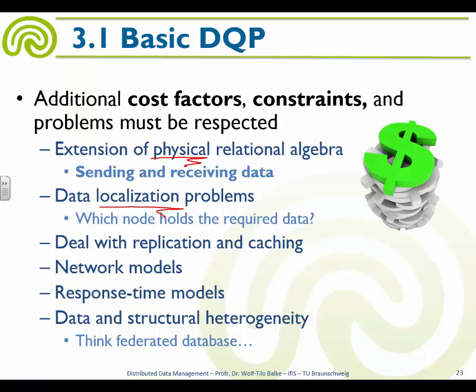Good. Then you have different network models, you have different response time models, you have structural heterogeneity, right? In the worst case, federated databases that are only loosely coupled and then have to do data integration on the fly because the data is in different formats or in different table forms in the different databases, and you need wrapping and middleware, and oh my gosh, yeah? For query processing, this is hell, right? This is the worst case scenario.